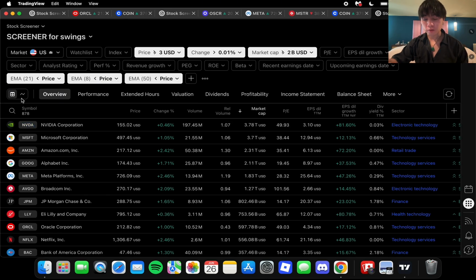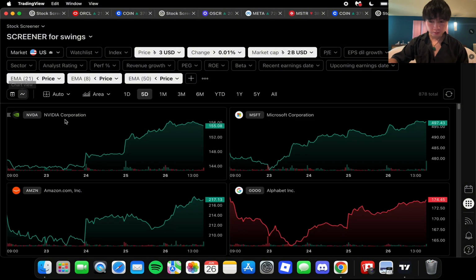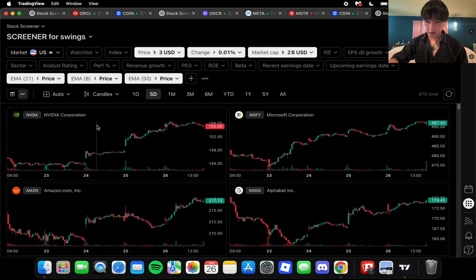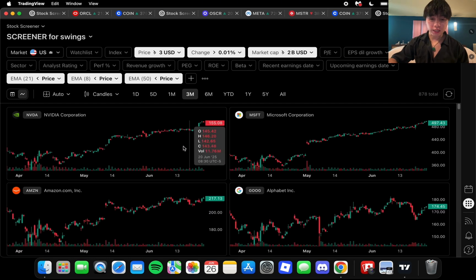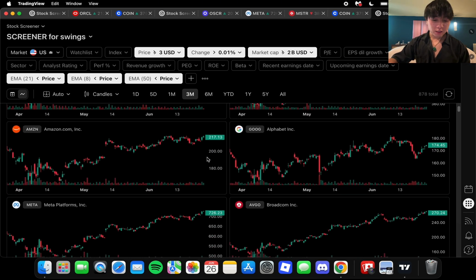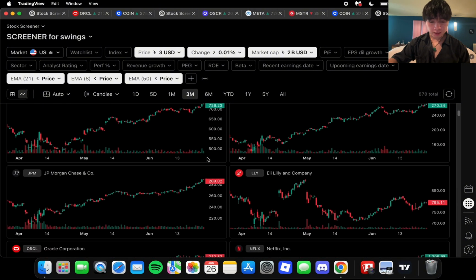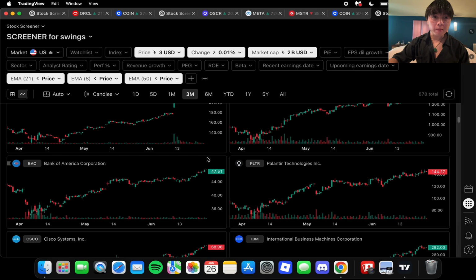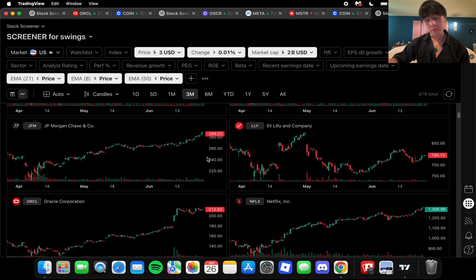And then from here you want to click on the chart view. You click on area, and then you click on candles. You click on 3 months, because that's where the daily chart is. From here you just look through all of these and see which one speaks out to you the most. And yeah, that's pretty much it for scanning your swings. But let's get straight into this strategy. This is a strategy I use for both my day trading and my swings, and it's pretty profitable.